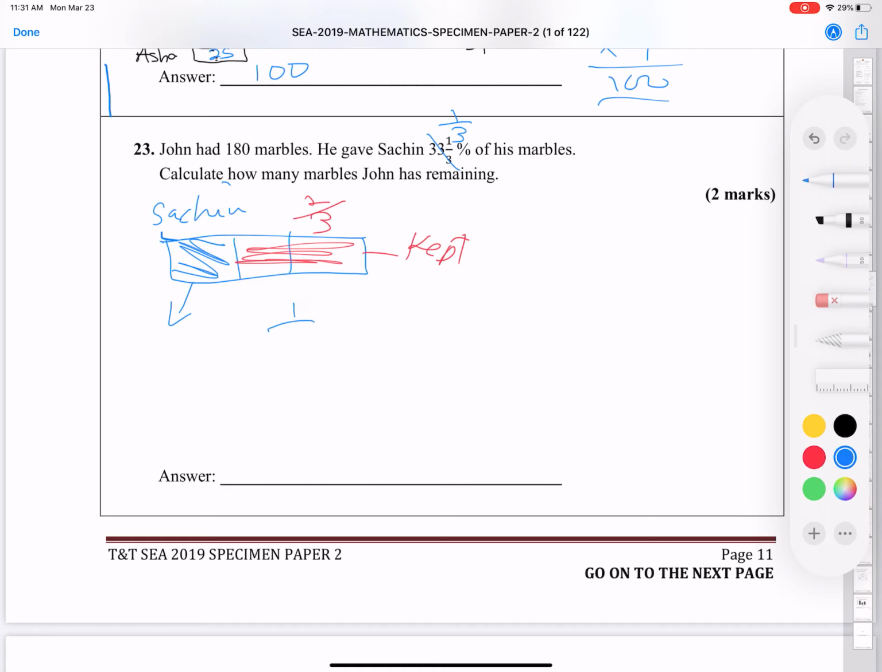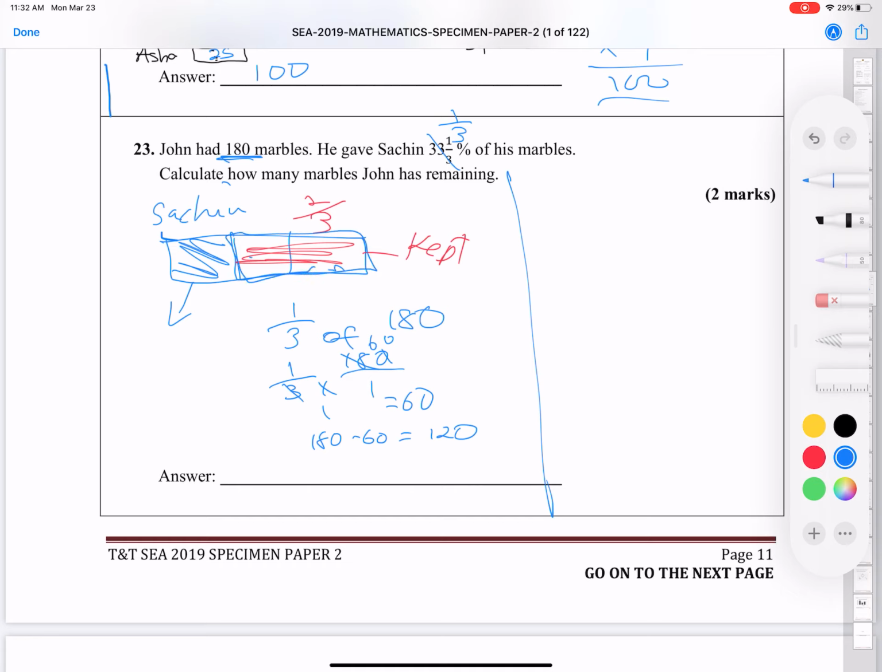Great. So how much is 1/3 of 180? Which is 1 over 3 times 180 over 1. 3 into 3, 1. 3 into 18, 6. That's 60 marbles. And take it away from 180. 180 take away 60 leaves you with 120. Or we could have found 2/3, the 2/3 that he kept. 2/3 of 180. 2 over 3 times 180 over 1. 3 into 3, 1. 3 into 18, 6. Bring up the 0. 60 times 2, 120.